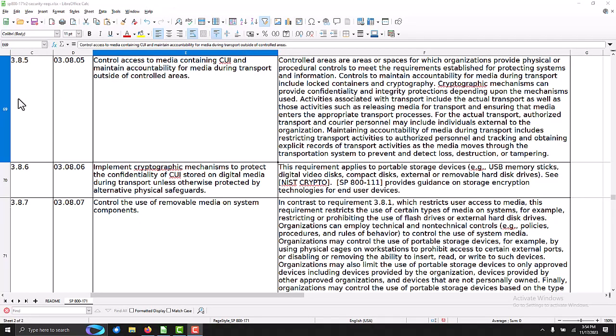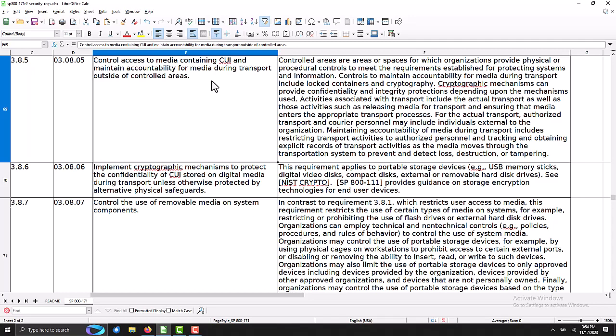and what it is. So without further ado, down here, we are looking at 3.8.5. That's today's control. Control access to media containing CUI and maintain accountability for media during transport outside of controlled areas.